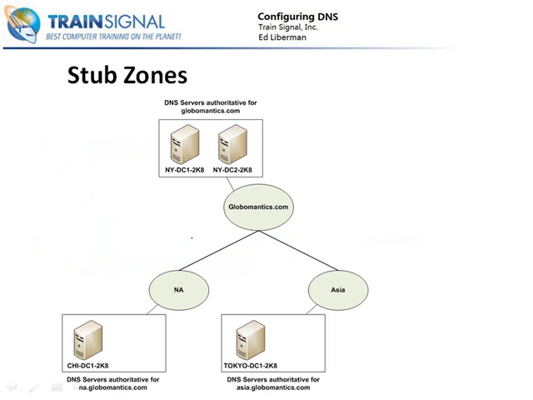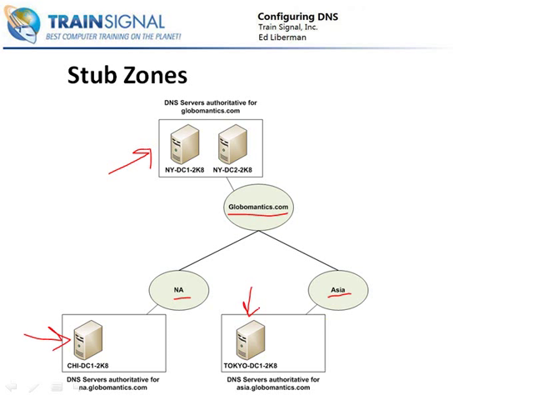Let's see if I can help demonstrate this for you with a little drawing. Right now, here we have our globalmantics.com domain, and you'll see that we have a couple of DNS servers here, New York DC1, New York DC2, and they are authoritative for the globalmantics.com domain. Down here we have North America, and we just have Chicago DC1 2K8 authoritative for that domain, and we have Asia, in which we have Tokyo.dc1, which is authoritative.